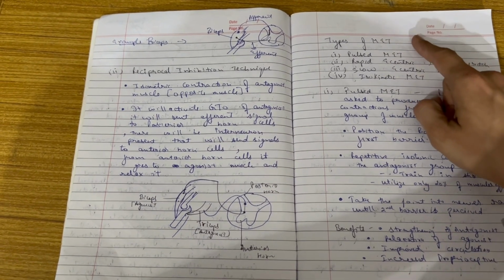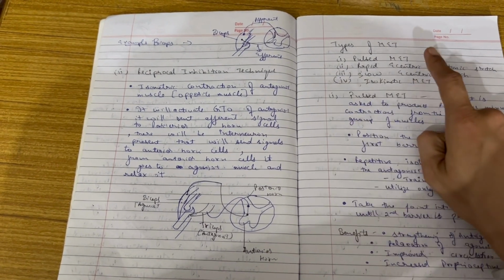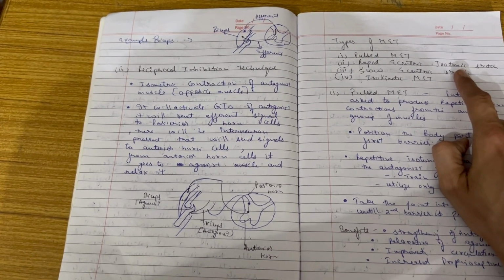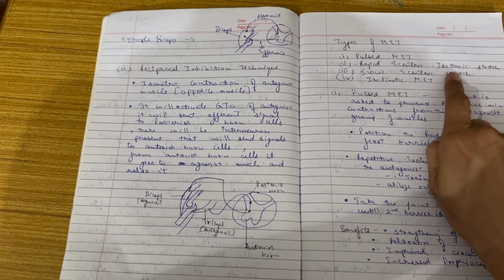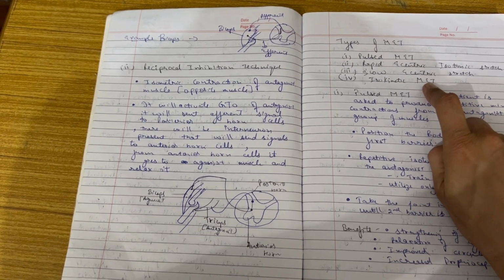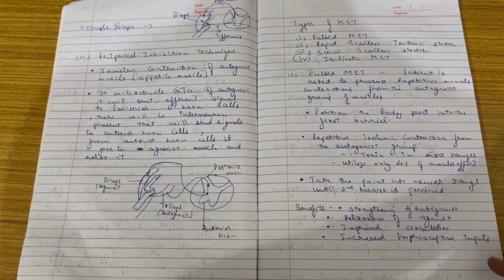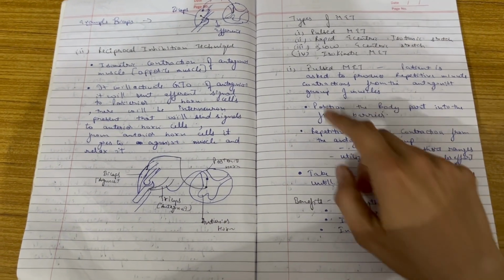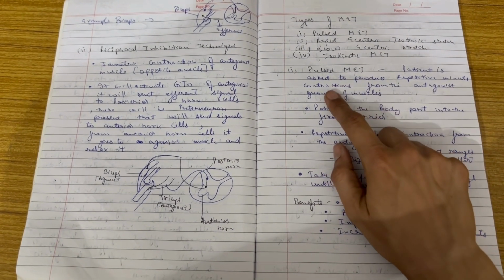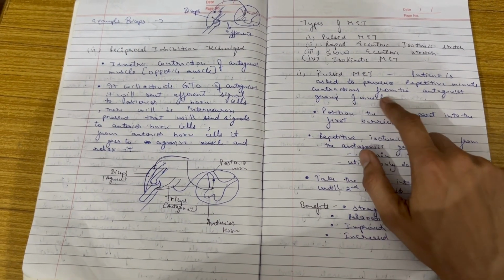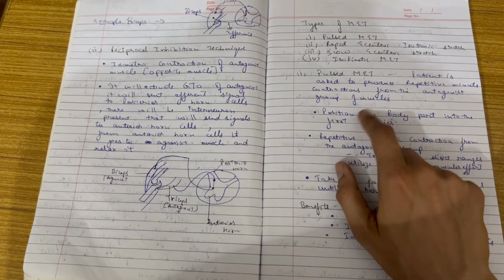Types of muscle energy technique. There are 4 types: pulsed muscle energy technique, rapid eccentric isotonic stretch, slow eccentric stretch, isokinetic muscle energy technique. For pulsed muscle energy technique, patient is asked to produce repetitive minute contractions from the antagonist group of muscles.